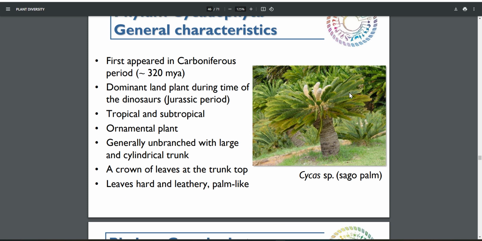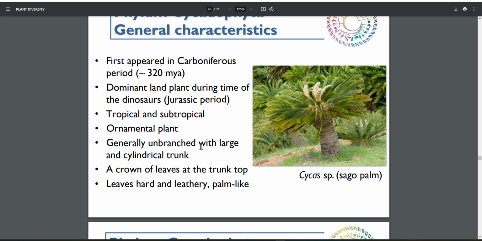You might have seen this around before. This is, I believe, quite a common plant that they will use to plant in parks. They first evolved and showed up in the Carboniferous period about 320 million years ago. They were the dominant land plant during the time of the dinosaurs, so Jurassic, Cretaceous, maybe even the Triassic period, who knows? And they are found in tropical and subtropical environments. And ornamental just means they're used as decorative plants, so planted in parks and such.